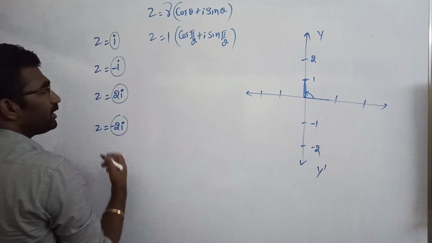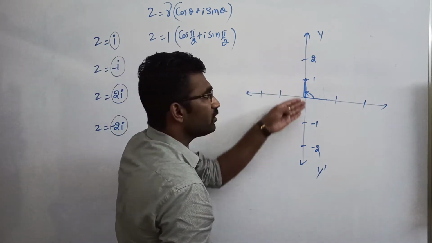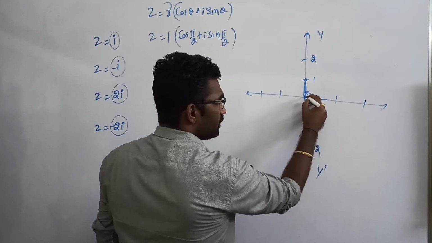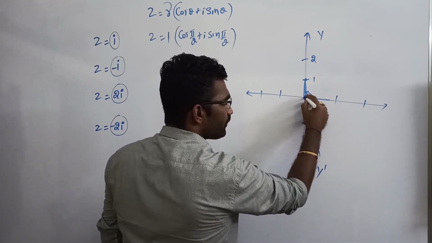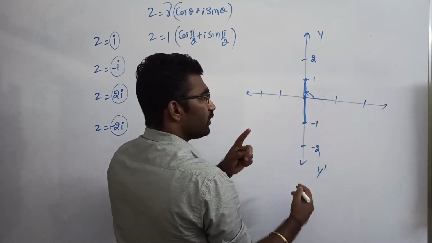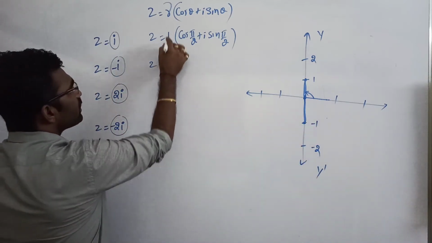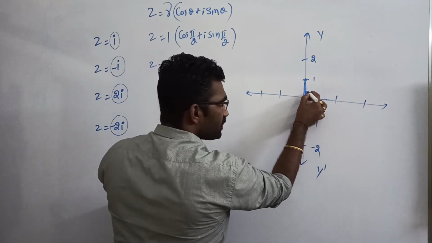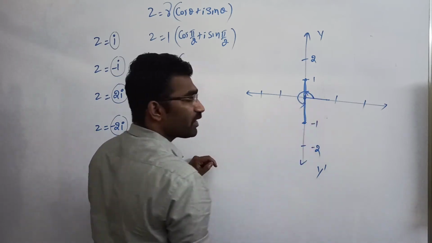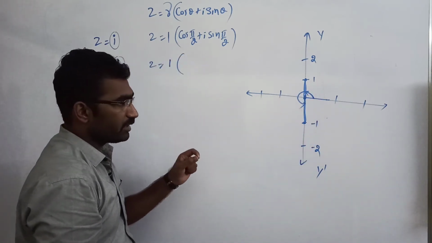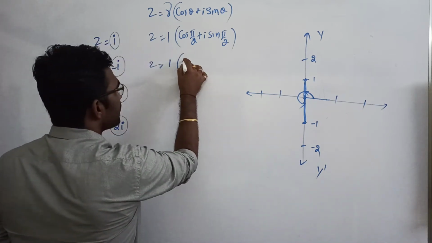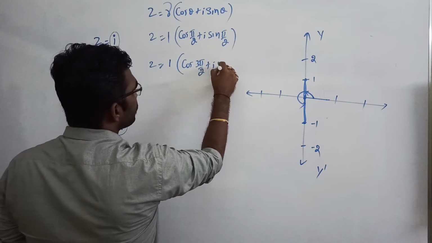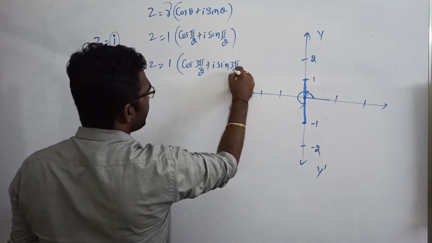For example, if it is minus i, it lies on the y-axis. So minus i means this side. So here it is minus 1. So how much is the distance from the origin? 1 unit. Therefore r value is equal to 1. Therefore I want to find theta. Theta means from the x-axis how much angle it makes? 270 degrees. 270 degrees is nothing but cos of 3 pi by 2 plus i sine of 3 pi by 2.